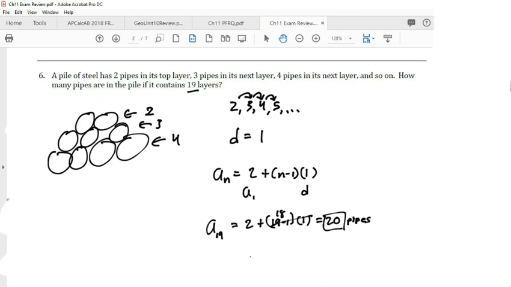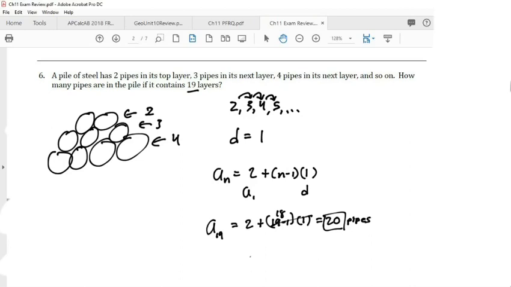That's in the pile. Oh, how many total? Oh, I thought I was asking for the 19th layer. Oh. It already says you have 19 layers. Oh, yeah, but this is how many pipes are in the 19th layer. Okay, but actually, I think we need this anyways. No, it says in the pile. How many pipes? No. Okay, I get that. But I do need 20 anyways.